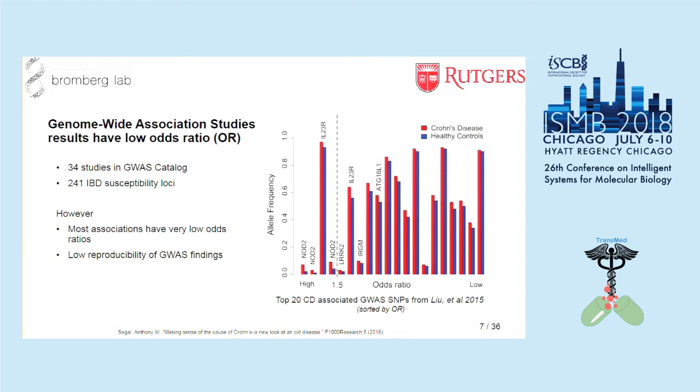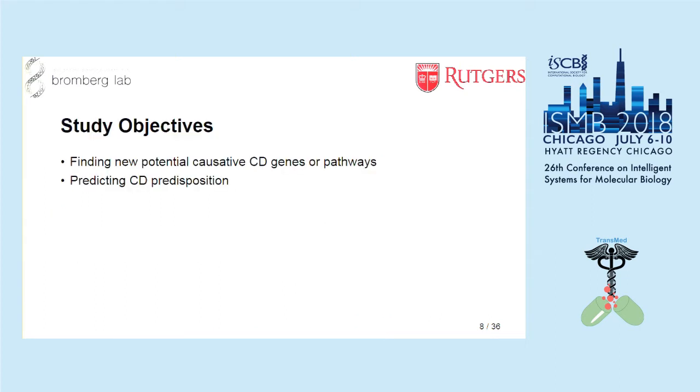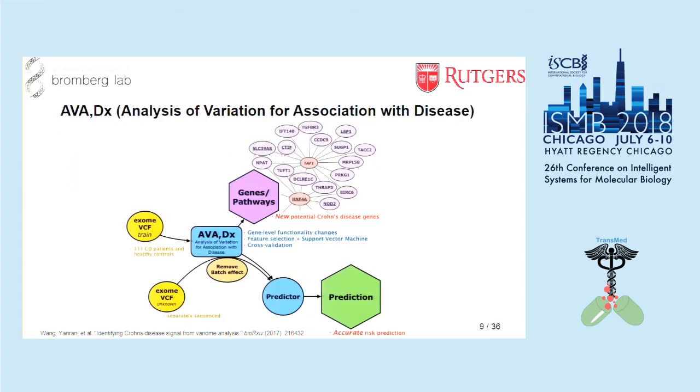Also, you may know that it's really hard to reproduce one GWAS study in another. So our objective in this study is to use another method to try to find new potential causative CD genes and pathways, and we also try to build a predictor for predicting CD predisposition. Here is a brief flowchart of how we did this.